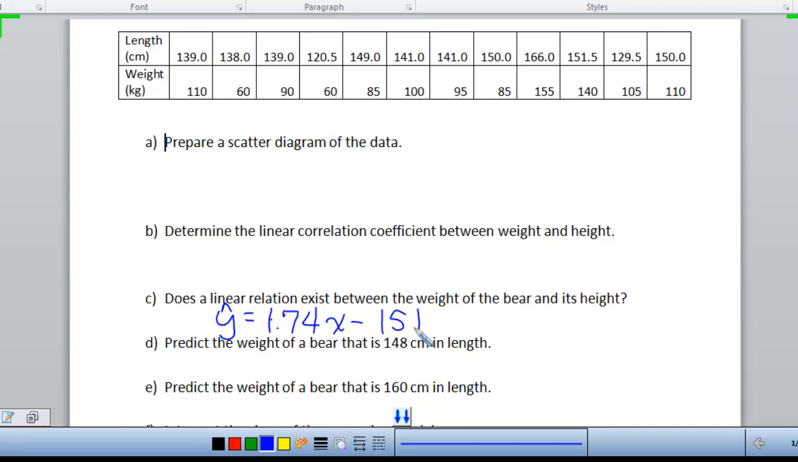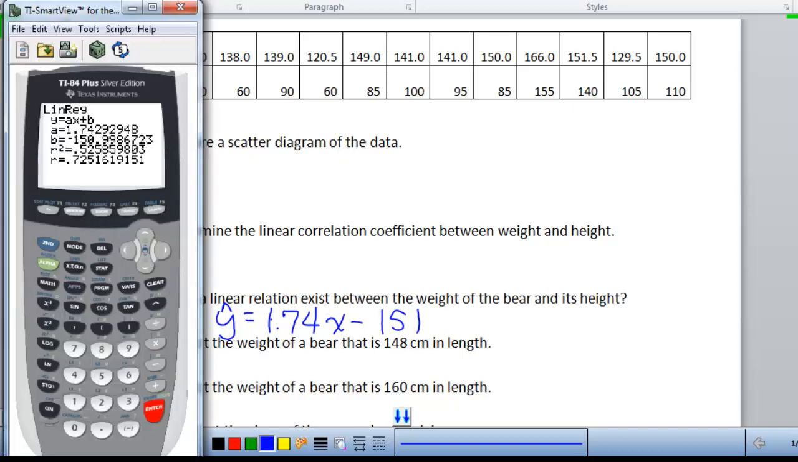Now, we want to make a prediction then with these weights. So it says predict the weight of the bear that is 158, or rather 148 centimeters. So the only thing I need to do on the calculator is say 1.74 times 148 minus 151.